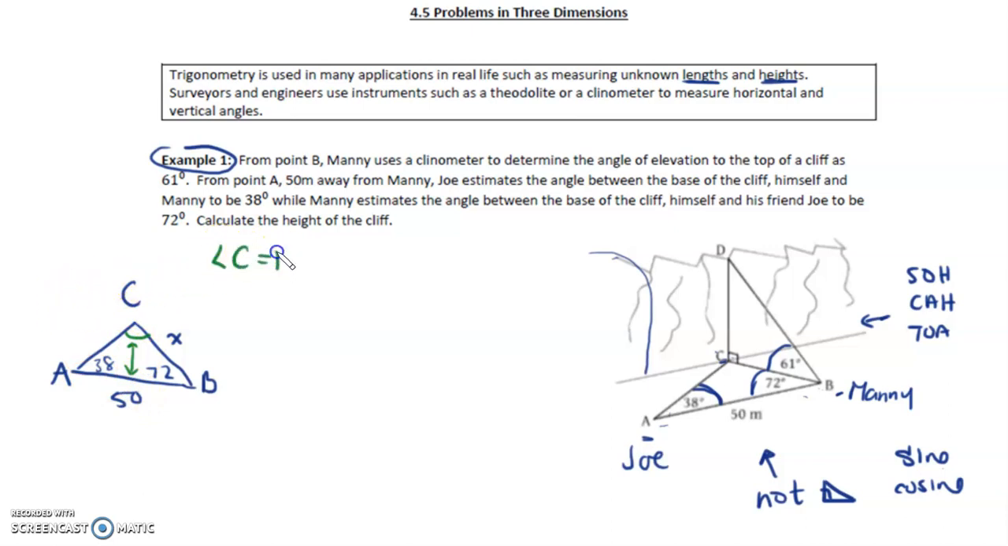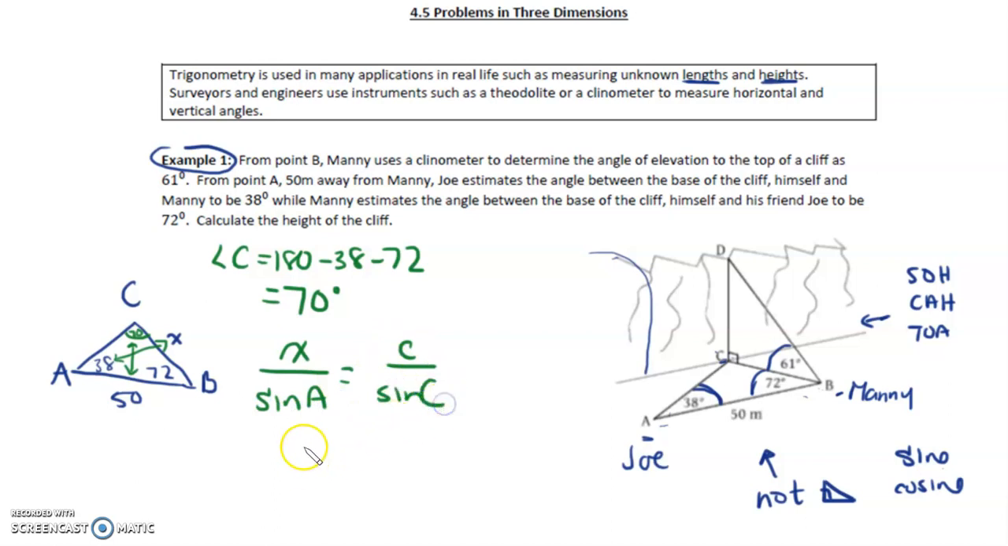So angle C is going to be 180 minus 38 minus 72. I get 70 degrees. So angle C is 70 degrees. And now we have this matchup. So let's solve for side A, which we're going to call X. So X over sine A is going to equal C over sine C. Remember the angle goes with sine, cos, or tan. So this is going to be 38 degrees. And now C, we're going to have 50 over sine 70.